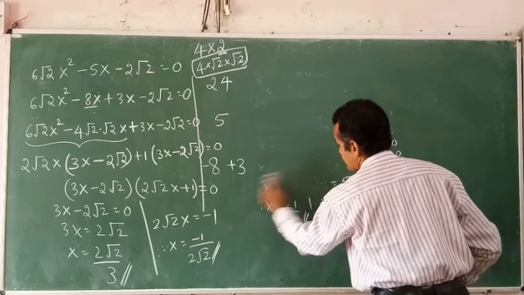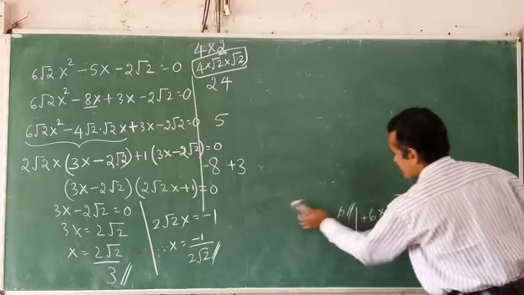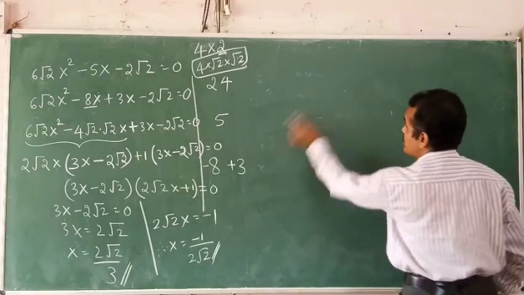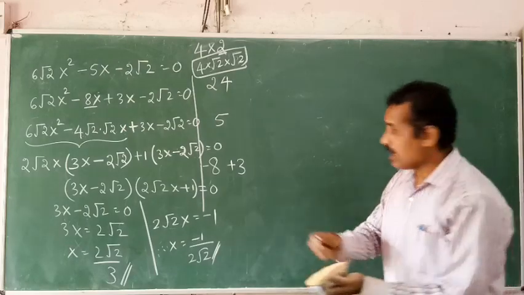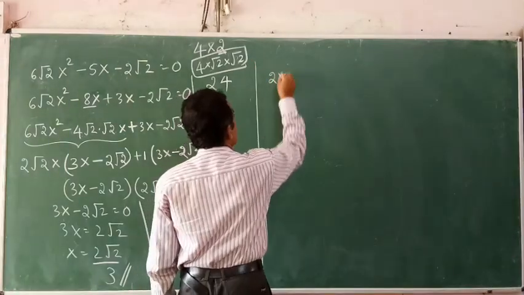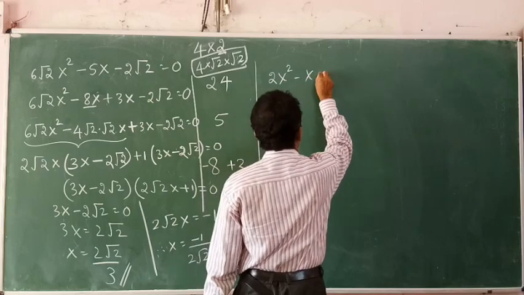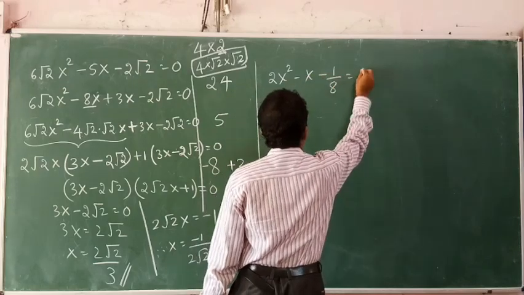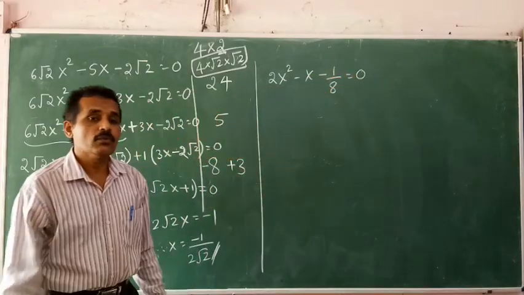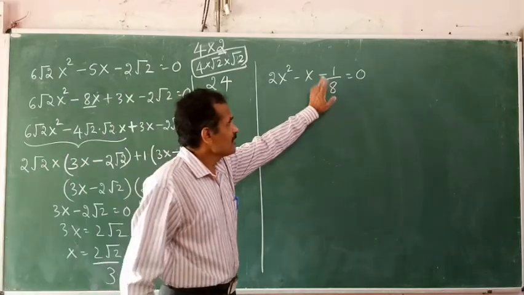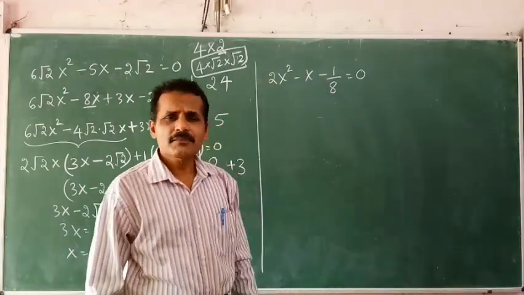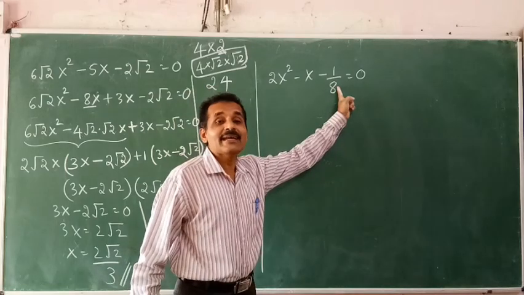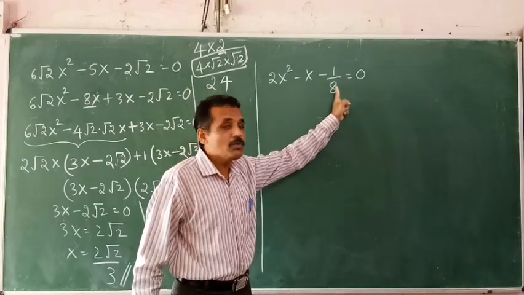Now, under the factorization, let me solve the last problem. 2x square minus x minus 1 by 8 is equal to 0. My dear children, this is a simple problem. But the only thing is the denominator 8 has come. So how to remove this?